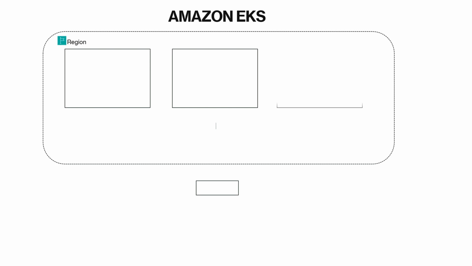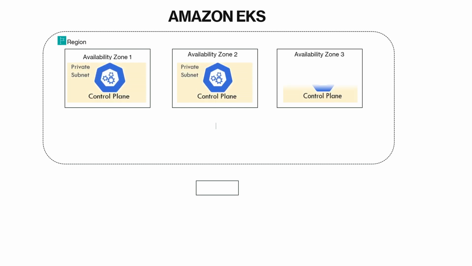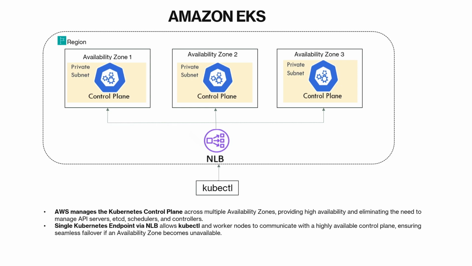Now, let's take a look at Amazon EKS. Your control plane lives in the private subnets managed by AWS and is backed by a network load balancer that handles requests from tools like kubectl. So AWS manages the Kubernetes control plane across multiple availability zones. It provides high availability and eliminates the need to manage the API servers. So we don't need to manage the control plane. Second thing is the single Kubernetes endpoint via network load balancer. So you install kubectl, and that is how you communicate with the highly available control plane.